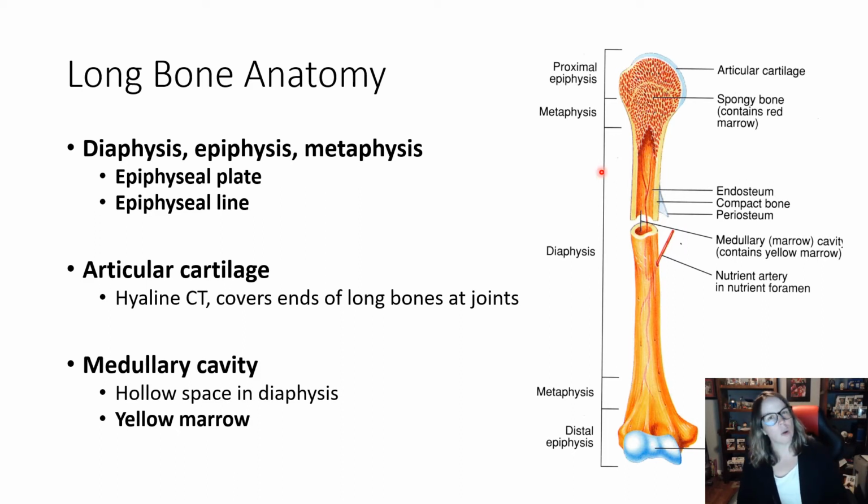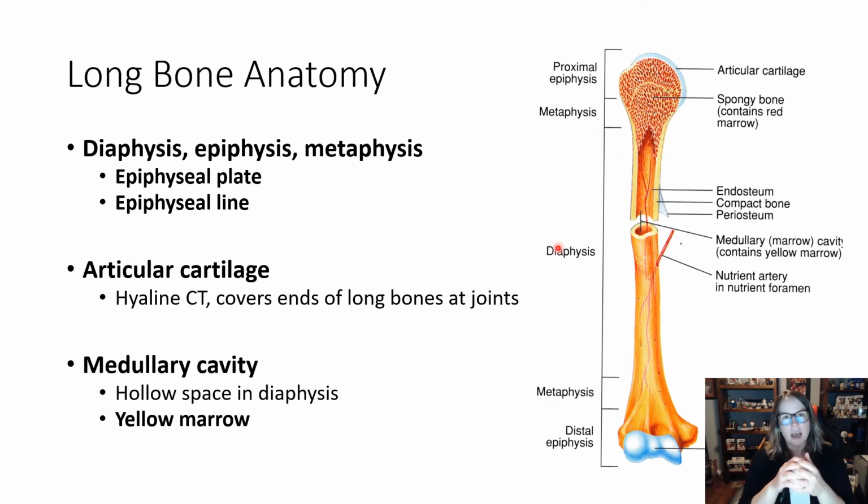So if you're still growing, we would see the plate, and if you've stopped growing, we would see the line. We'll talk more about those a little bit later. Now the epiphyses, remember, these are where we're going to be connecting to other bones. And one important thing about joints that we'll talk about when we get to our joint chapter is that we don't want friction. We don't want bones rubbing against each other.